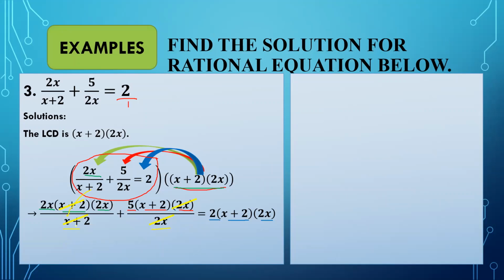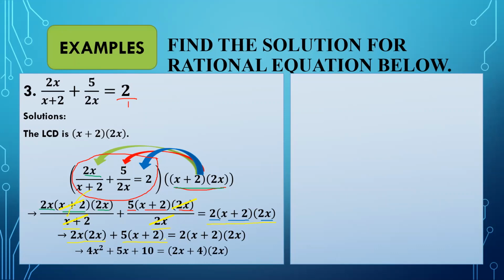So we can cancel x plus 2 over x plus 2. On this side, we can cancel 2x over 2x. Since we already canceled x plus 2 over x plus 2, we have 2x times 2x. And for this side, we have 5 times the quantity x plus 2. And for the last part, it is equal to, we just copy 2 times x plus 2 times x, 2 times x plus 2 times 2x.